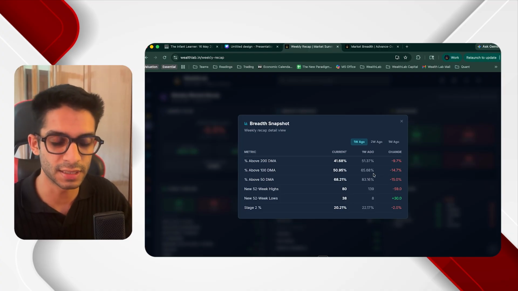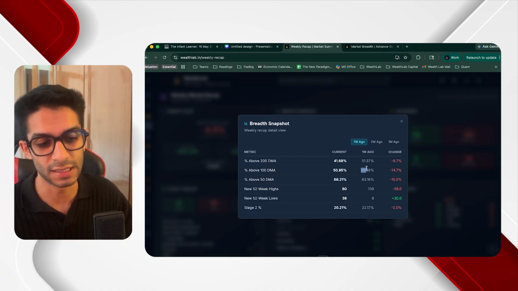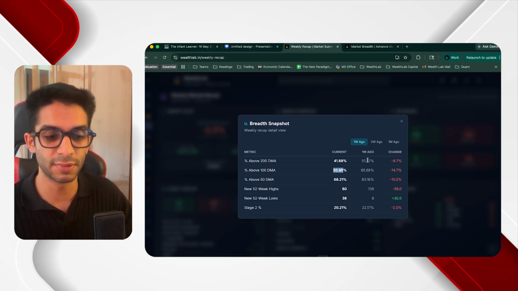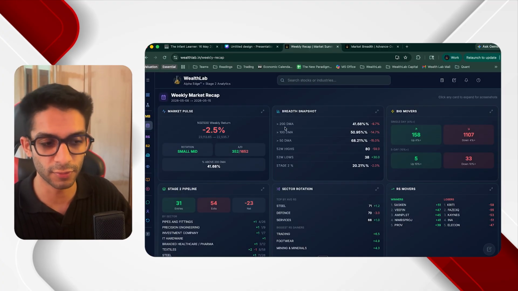And the last week also I said that there should be a healthy correction for the leaders to emerge. So this has come down to 68.21% in a healthy manner. Percentage above 100-day moving average has also come down from 65 to 50%, and percentage above 200-day moving average has come down from 51 to 41% in the last 7 days. That is 2.5% correction of the market.